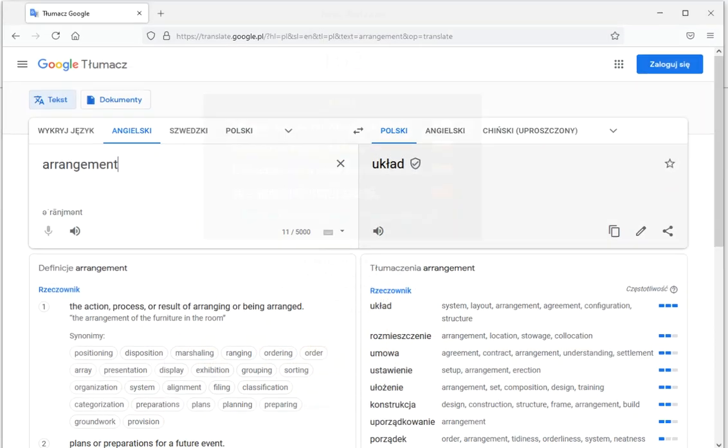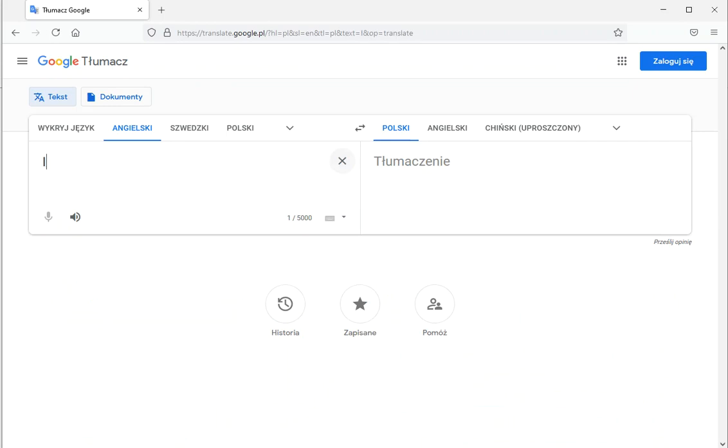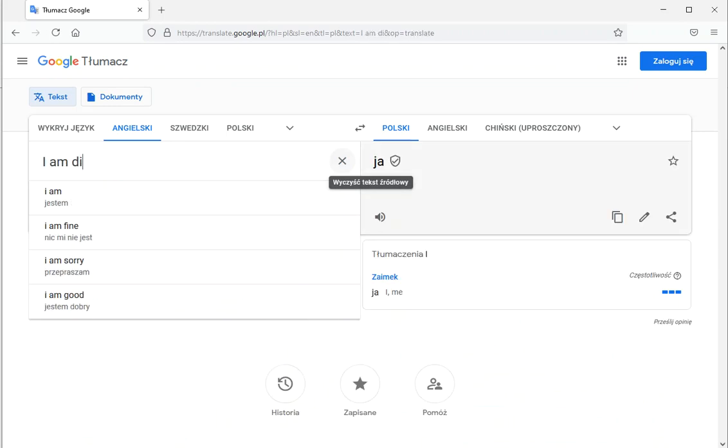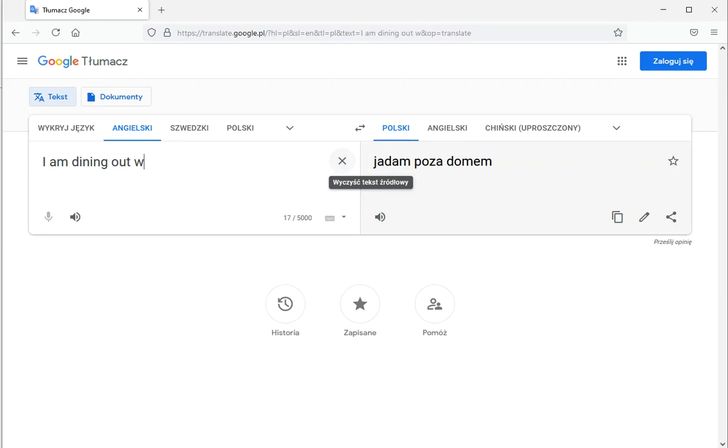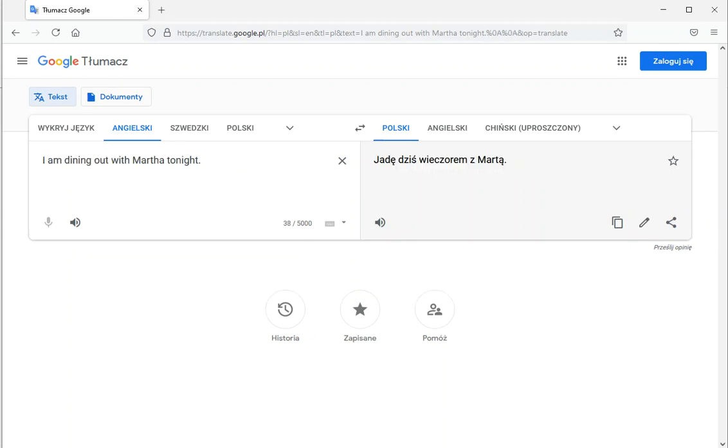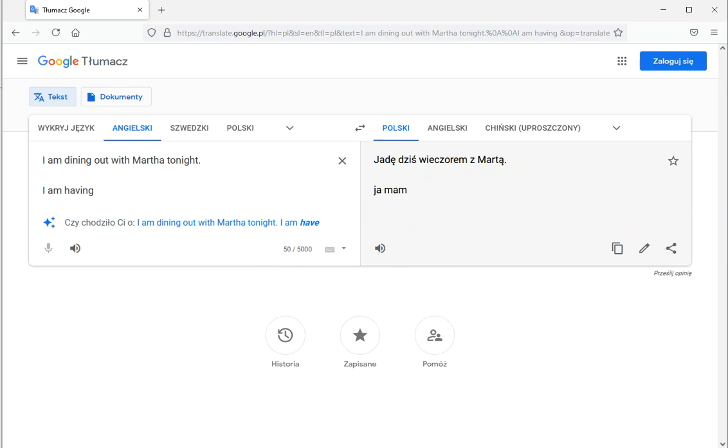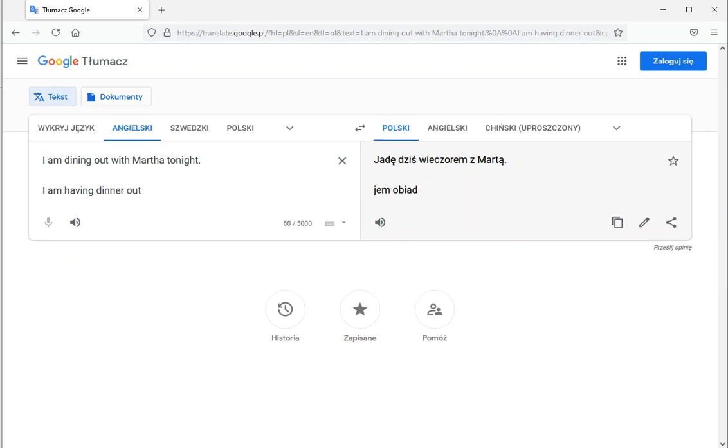So, I am dining out with Martha tonight. That's all. Jadzie dziś wieczorem z Martą, okay? Or I am having dinner out with Martha tonight. That's also possible. It's the same, okay? I am dining or I am having dinner. And that's it.